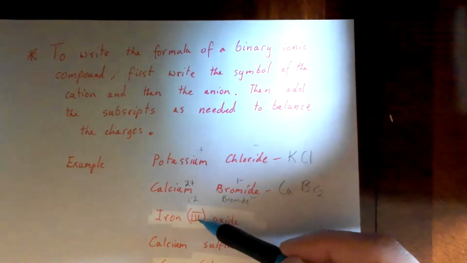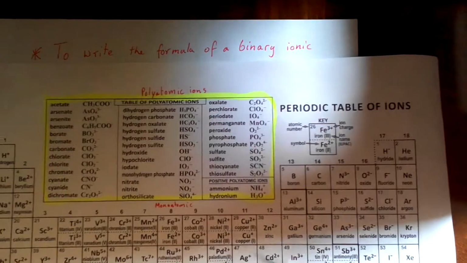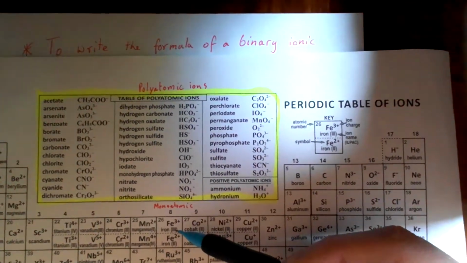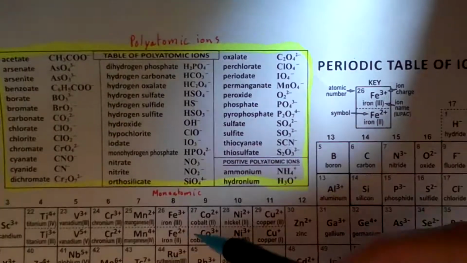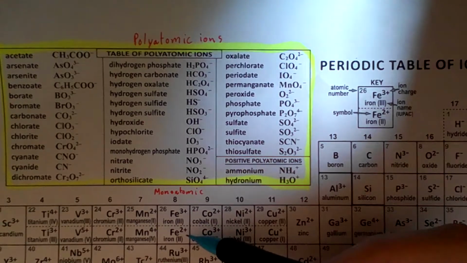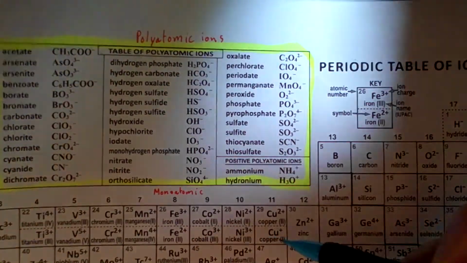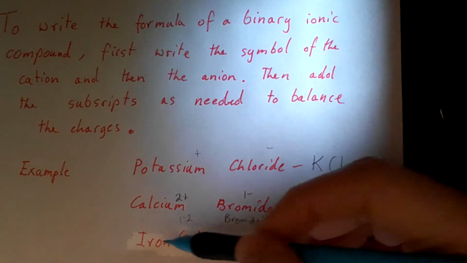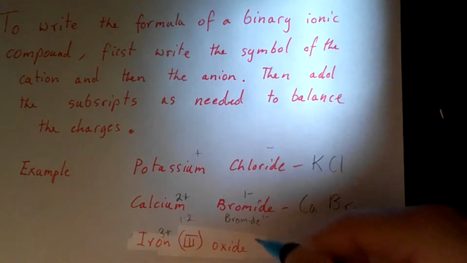Let's look at the next example, iron(III) oxide. Now, iron can have various charges. If we look at the periodic table, iron can have a 3 plus charge, a 2 plus charge, and I even saw one with a 1 plus charge. Iron can have several charges because it's a transition metal. So this Roman numeral, iron(III), tells us the charge of this iron is 3 plus.